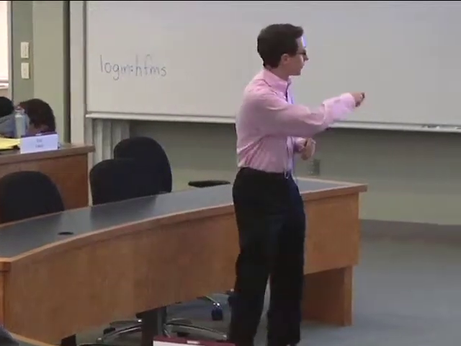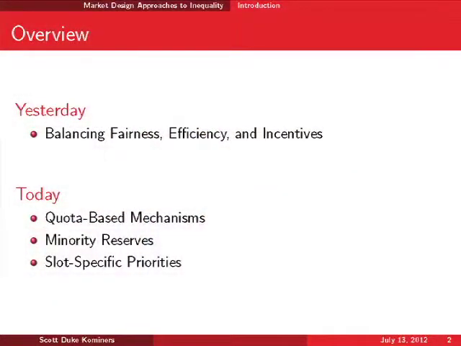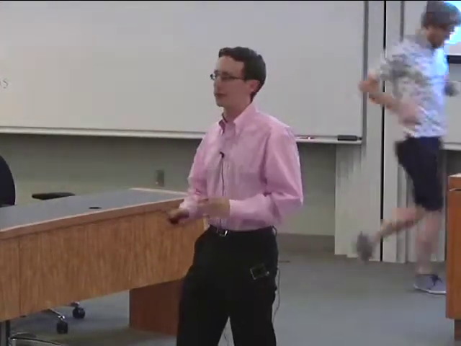So the talk, again, is going to be in 3 parts. We're going to talk about quotas, and then a more clever form of quotas called minority reserves. And then at the very end, I'll talk about some work that I've been doing very recently with Tayfun Sönmez that generalizes all of this and lets you also embed things like financial aid options. It's called matching with slot-specific priorities, and it will become clear once we get there where that terminology is coming from.